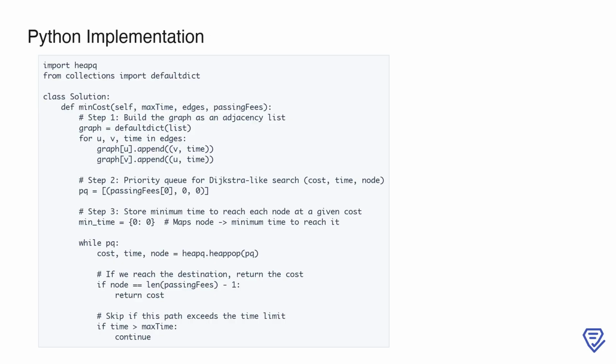The priority queue is processed in a while loop. At each step, we pop the node with the lowest cost. If this node is the destination, we return the cost immediately, as we found the optimal path. However, if the time required to reach this node exceeds the max time, we skip further exploration for this path.